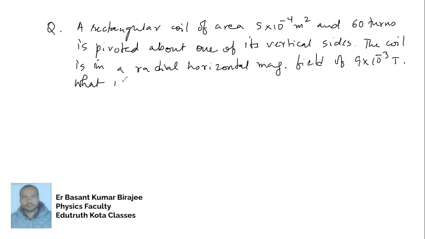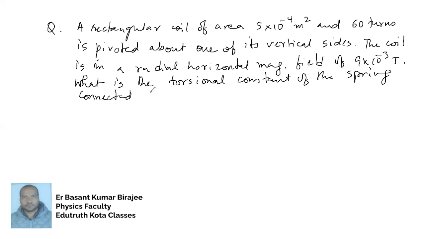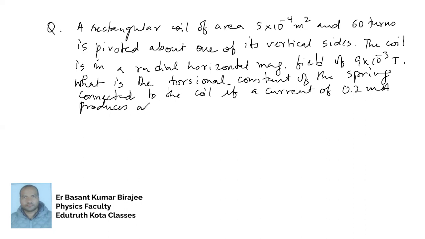What is the torsional constant of the spring connected to the coil, if a current of 0.2 milliampere produces an angular deflection of 18 degree.